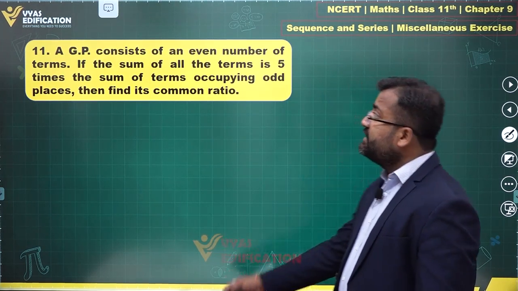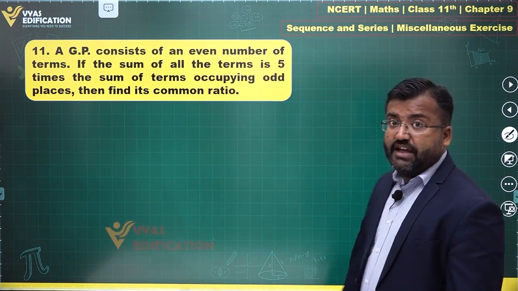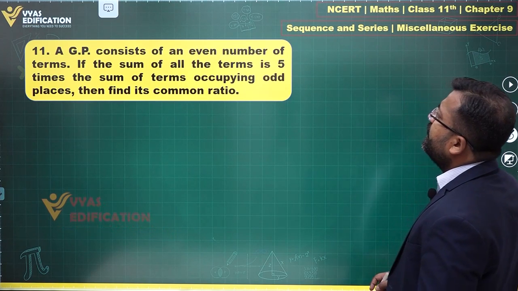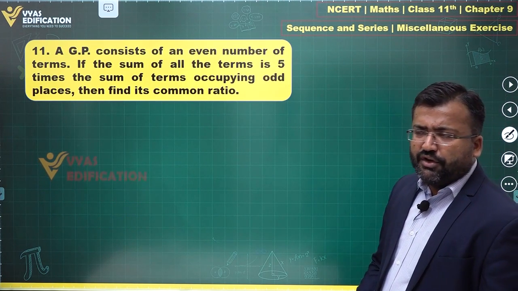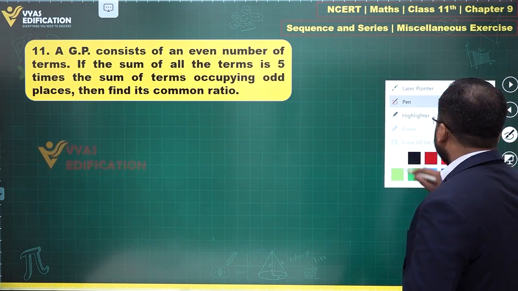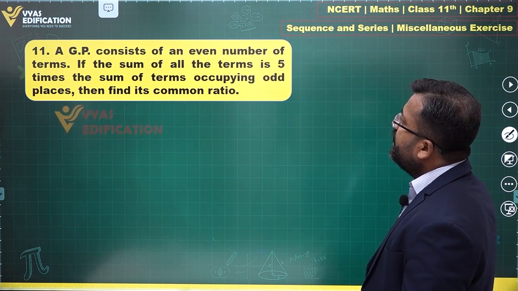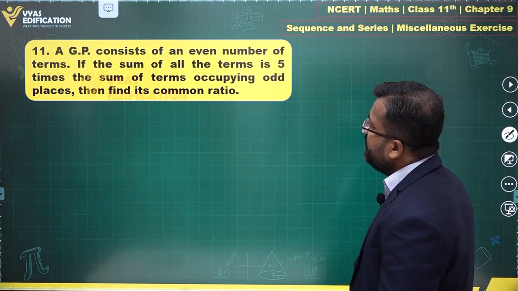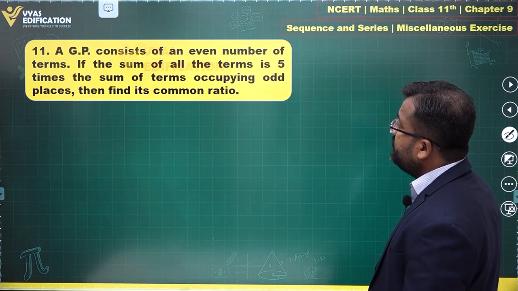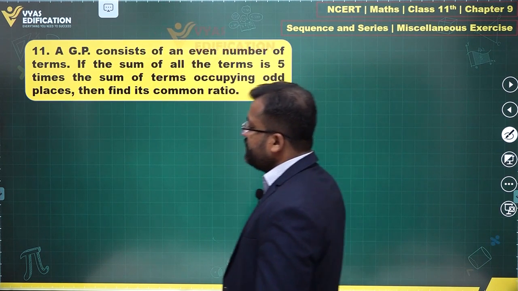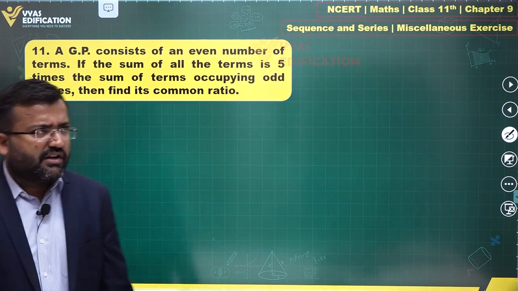Question number 11 says a GP. It's not AGP, a GP. AGP is arithmetic or geometric progression, right? That's not what we're dealing with over here. We're simply dealing with the geometric progression. Consists of an even number of terms. If the sum of all the terms is 5 times the sum of terms occupying odd places, find its common ratio. That's what we are interested in, right?